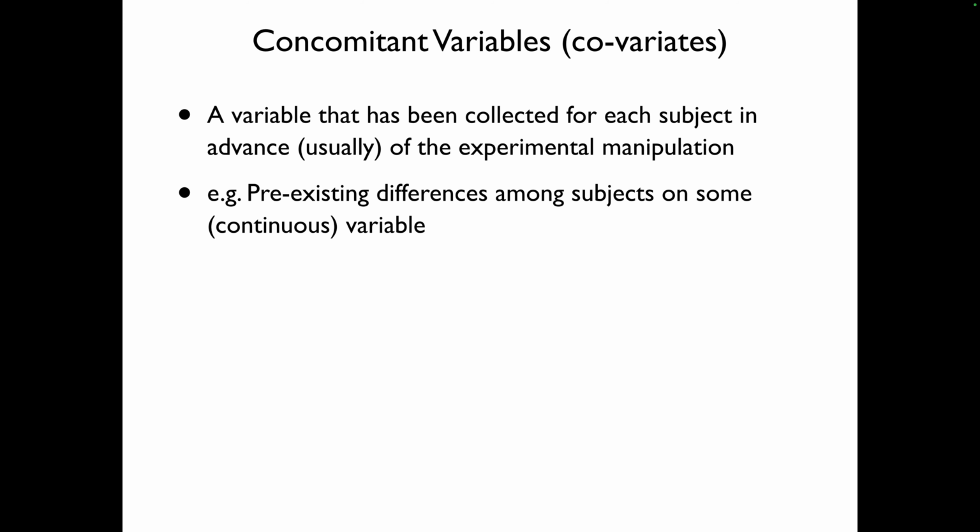as you want. So these other variables, these continuous independent variables, are known as covariates, or sometimes people call them concomitant variables. And they're variables that have usually been collected for each participant in advance of the experimental manipulation. They might be, for example, pre-existing differences among subjects on some score, like age or income or blood pressure.